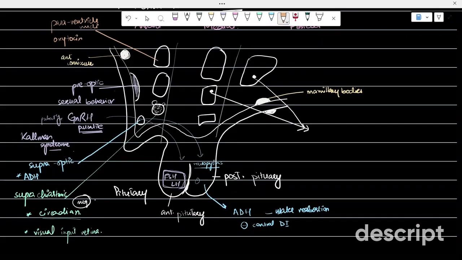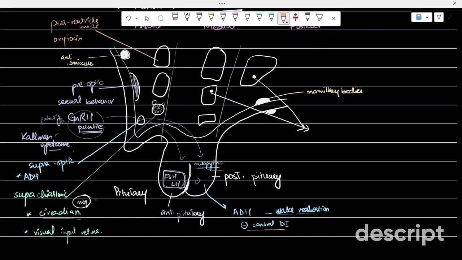Important MCQs, as we discussed, were from suprachiasmatic, and then GnRH is released in pulsatile manner, which will induce puberty. ADH and oxytocin are released via posterior pituitary via neurophysins. ADH is for water reabsorption. A decrease in ADH will result in central diabetes insipidus, and if GnRH is absent, it will result in Kallmann syndrome or primary amenorrhea.